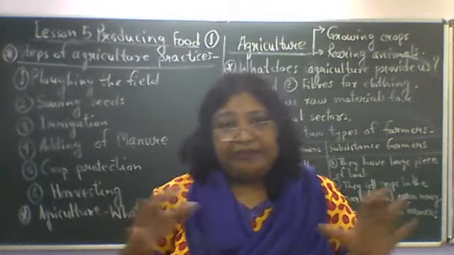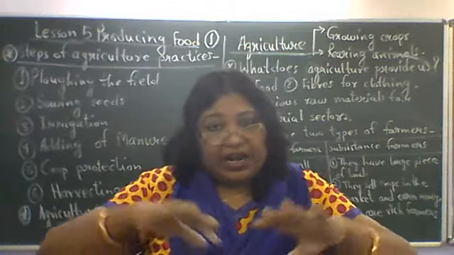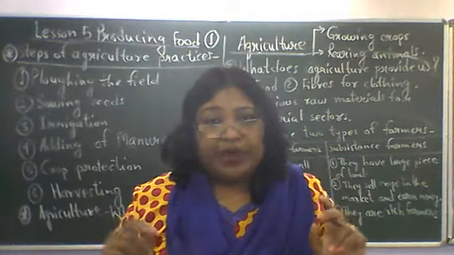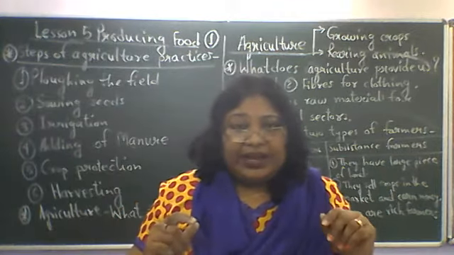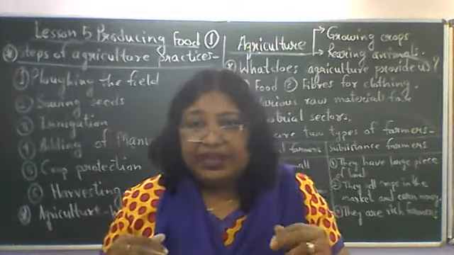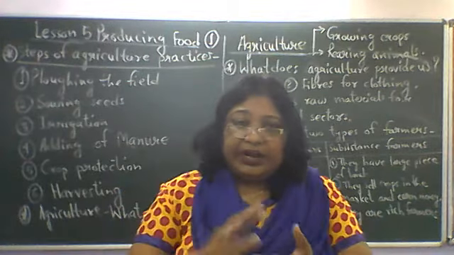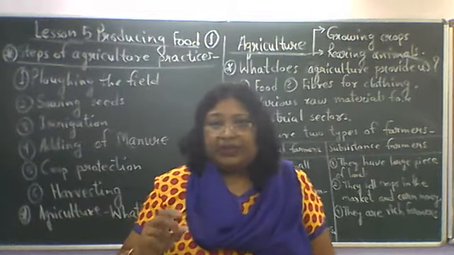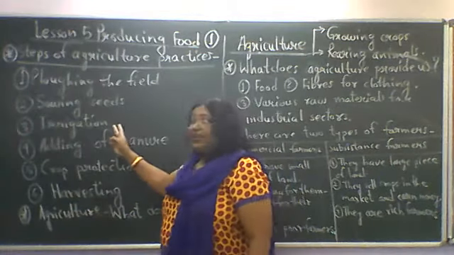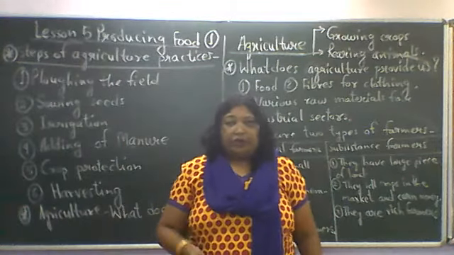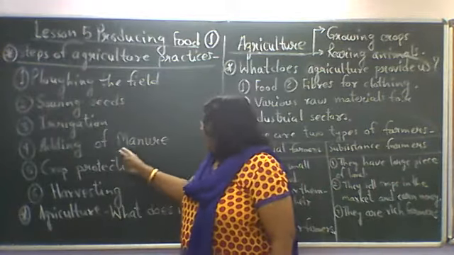And here, when the farmer is growing seeds in a large quantity in his field, it is necessary that he should provide water. Providing water artificially is known as irrigation. Unless these seeds get water, they will not germinate. So the third one is irrigation. Irrigation means providing water. And after that, adding of manure.